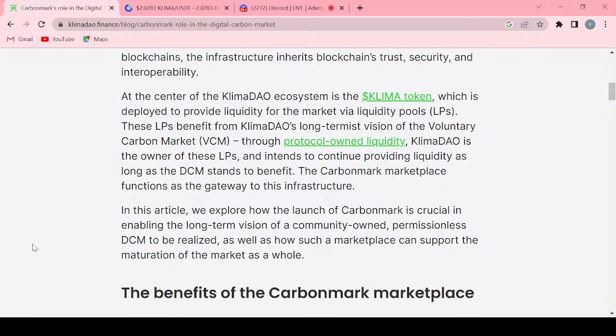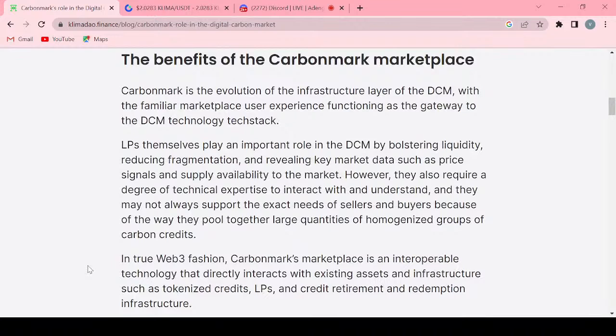Through protocol-owned liquidity, Klima DAO is the owner of these liquidity pools, and intends to continue providing liquidity as long as the DCM stands to benefit from it. The carbon marketplace functions on the gateway of this infrastructure. And the benefits of the carbon marketplace: we have seen the marketplace and the pricing of each and every thing on the carbon marketplace, right?